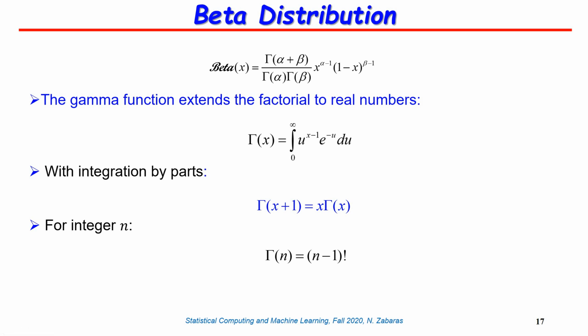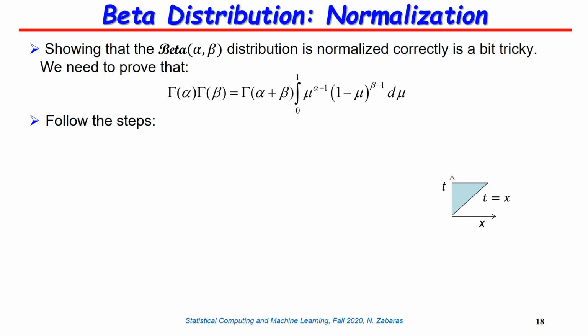Okay, so let me highlight why this distribution, the way it is written with this nice term on the front, is normalized. Effectively, for normalization, I'm going to need to prove the equation that you see here. I'm going to need to prove that if I take this integral and multiply by gamma calculated at alpha plus beta, this is the gamma function at alpha times the gamma function at beta.